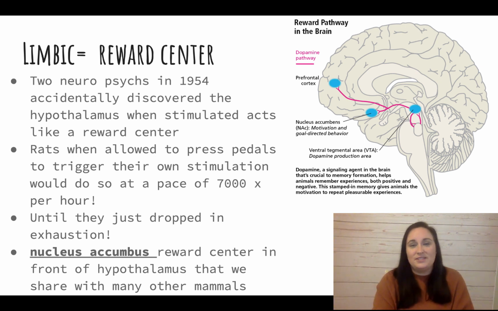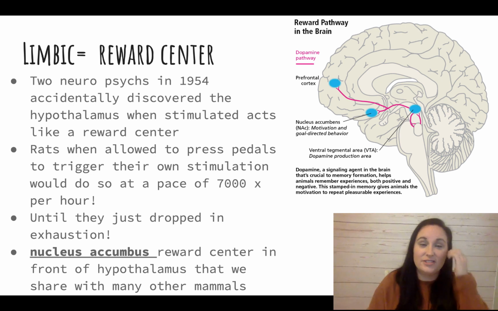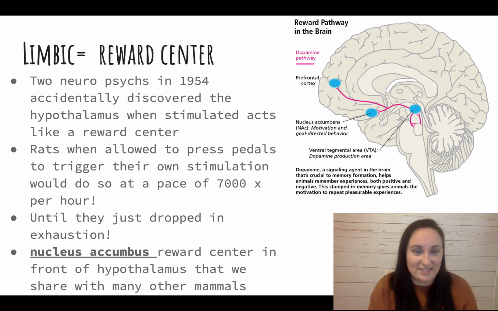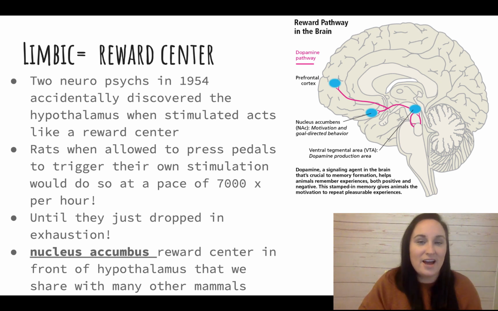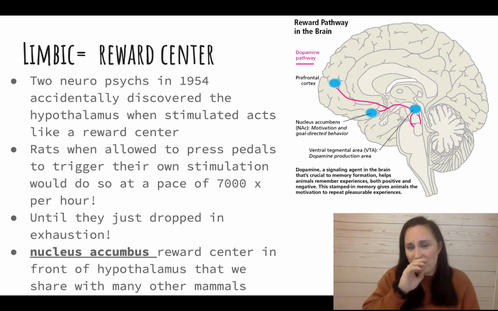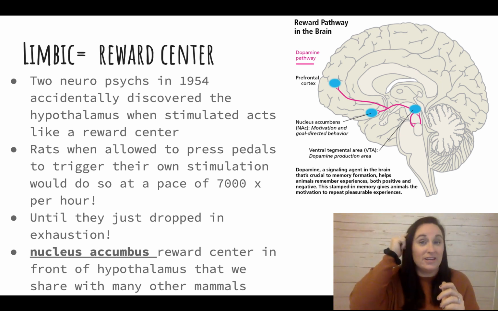So the limbic system, they've also found, is our reward center. There were 2 neuropsychologists, young guys in the 1950s, and they accidentally stimulated the wrong part. When they did that, they realized that it worked as this reward center. And this is kind of funny but sad. When they studied this more, they gave rats a pedal, and it could stimulate that whole reward center part of their brain. They could stimulate it themselves.